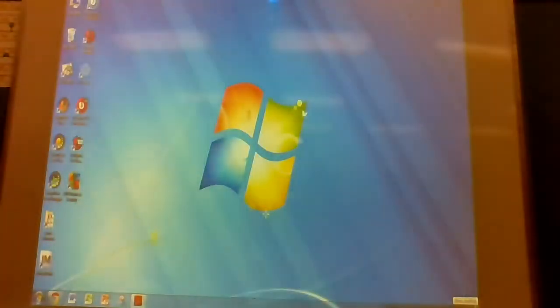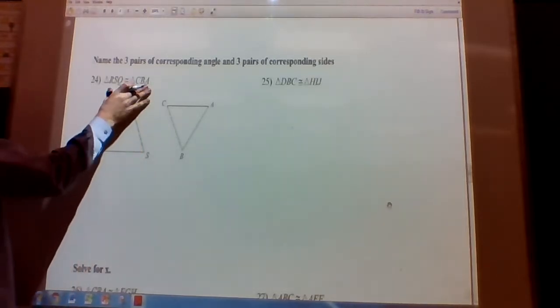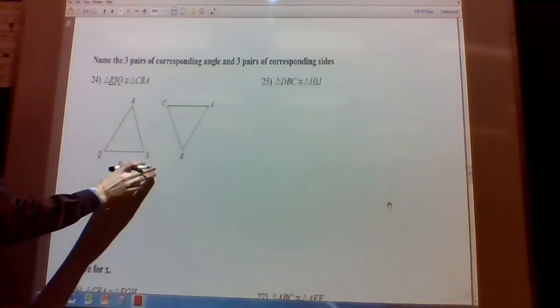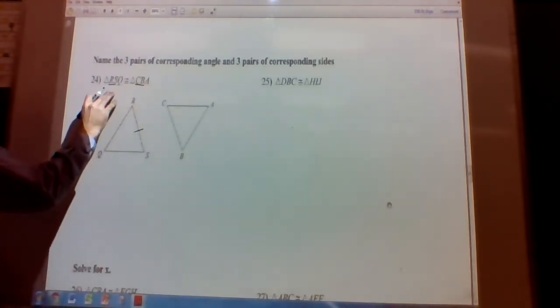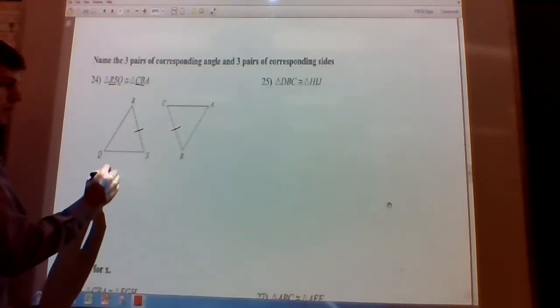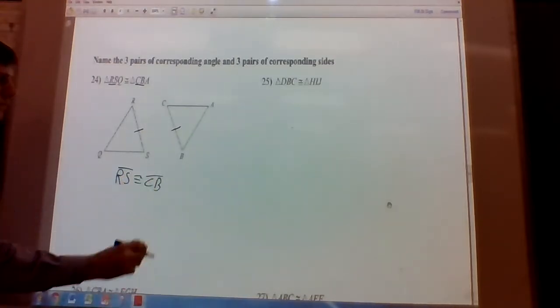A few more. And we have 4 more. Okay, 24. So we want to name the 3 pairs of corresponding angles and 3 pairs of corresponding sides. So again, we're getting this from the names. For naming sides, triangle RQS, they say RS. So that's the first 2 letters in the name. The first 2 letters in the second name are CB. So we know RS is congruent to CB.